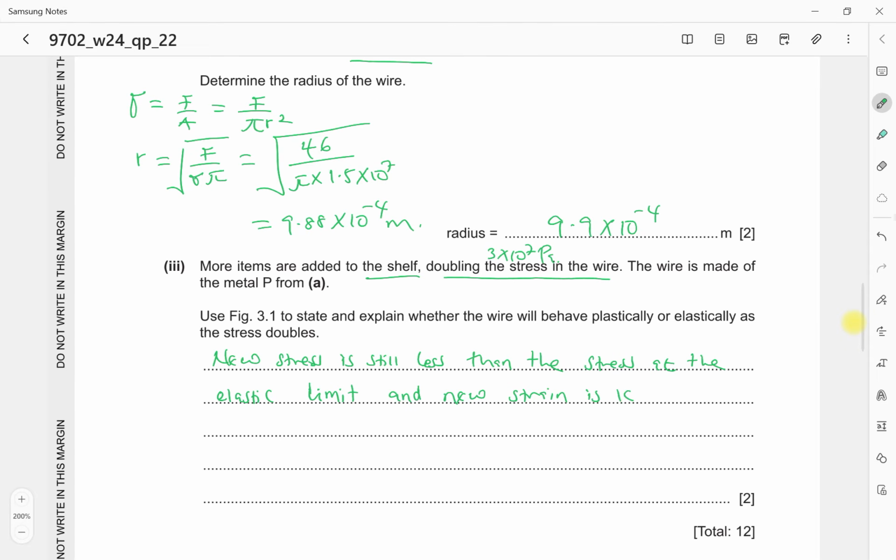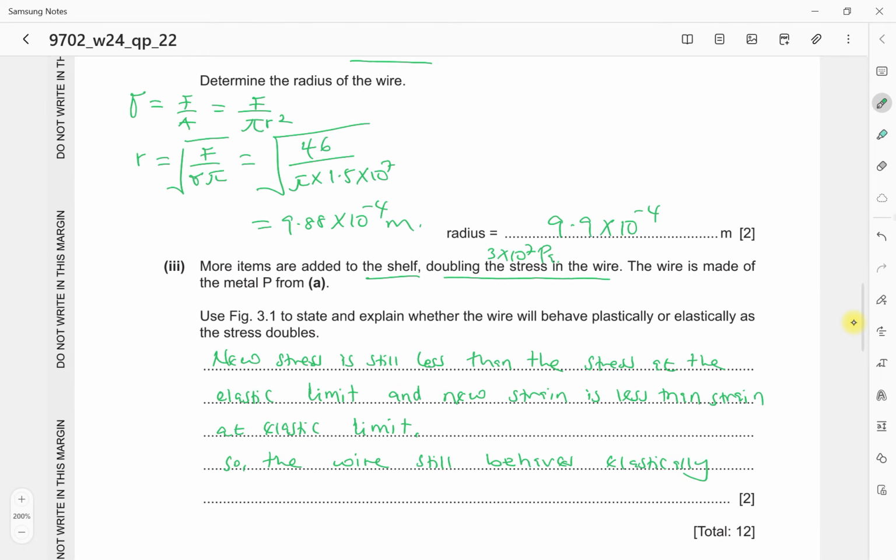is less than the strain at elastic limit. So the wire still behaves elastically.